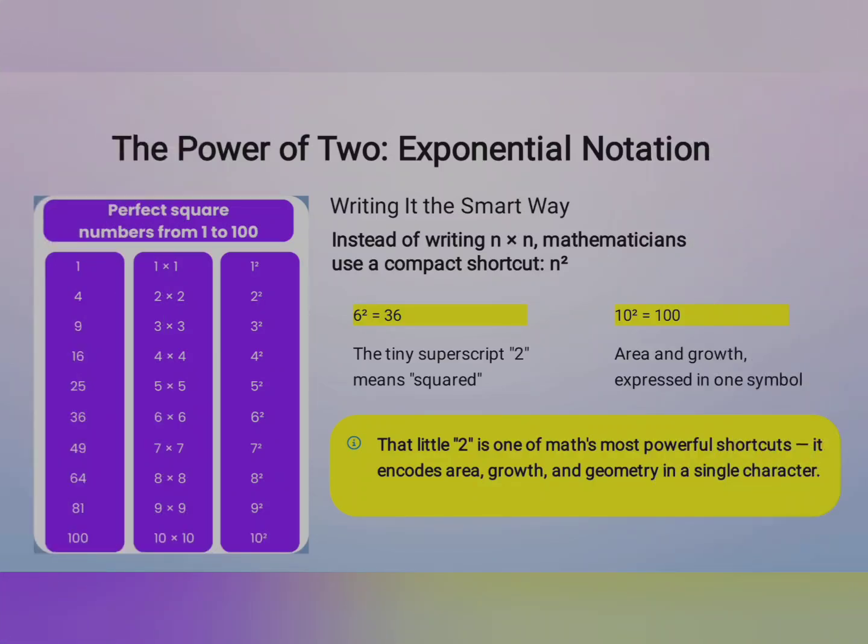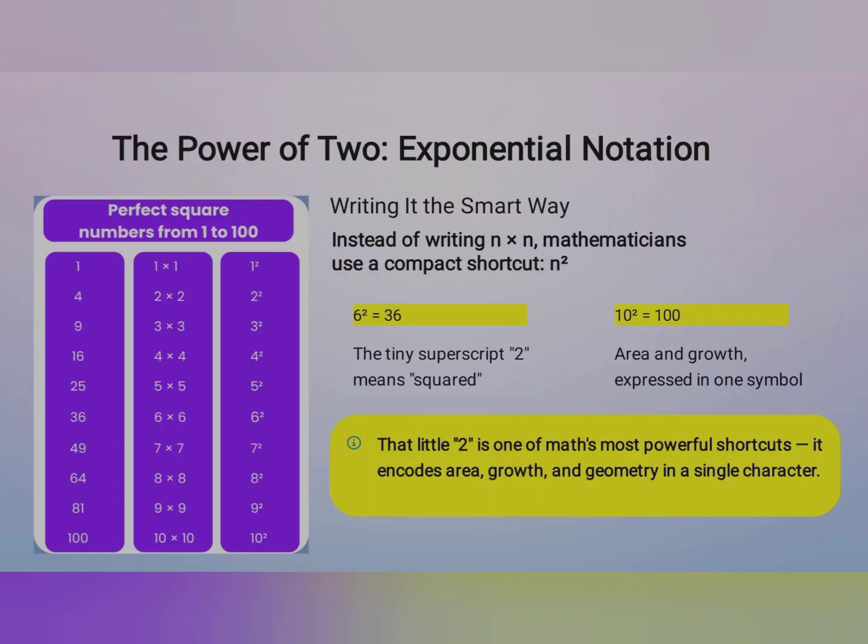The next representation is through exponential notation, that is the power of 2. We write a number as the power of 2, denoting that it is multiplied by itself twice. So instead of writing 1 into 1, 2 into 2, 3 into 3 every time, we use the shorter notation 1 power 2, 2 power 2, 3 power 2, up to n power 2 in generalized form, which means the number is multiplied by itself, giving the square number. This tiny superscript 2 means squared.